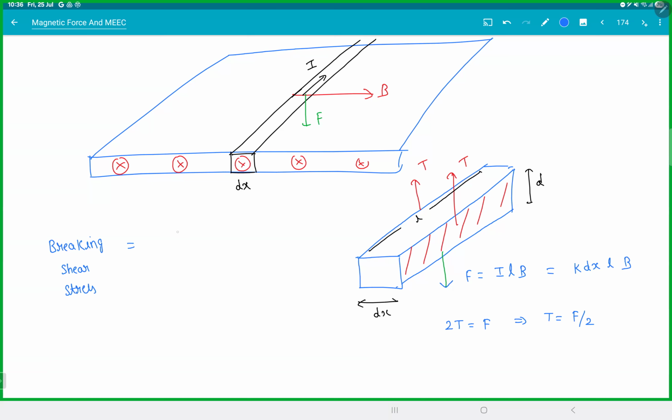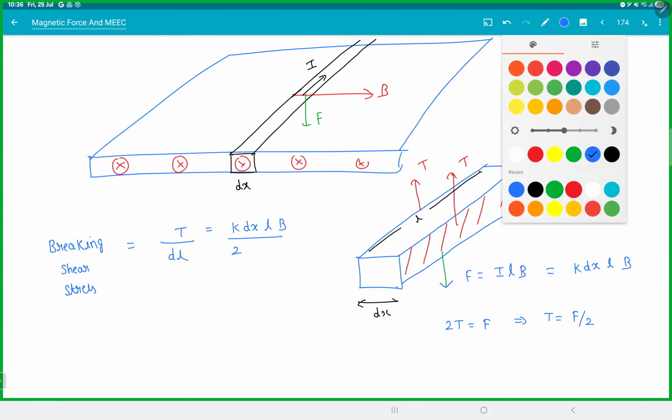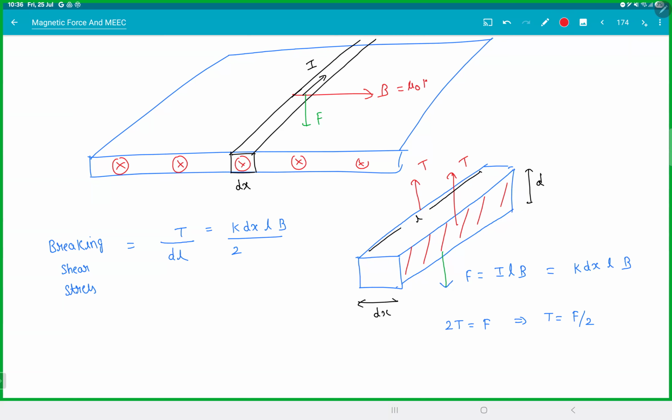That will be the tension T by area. Which area? That will be D into L. I'll be stuck with the dx actually. I thought the dx will cancel off. T will be F by 2, which is K dx L B by 2. What is this B actually? This B is also mu naught K by 2.